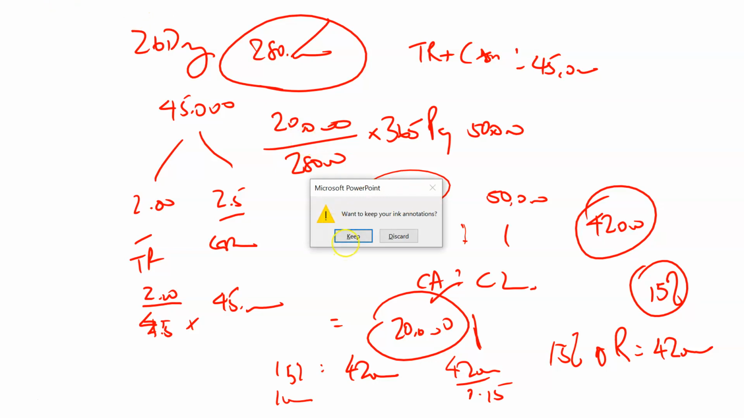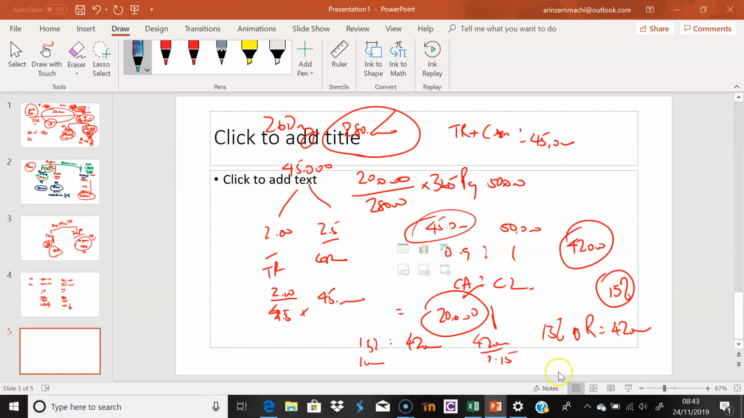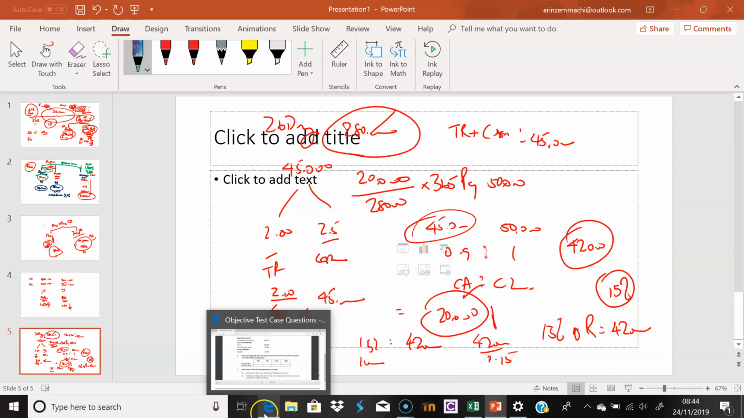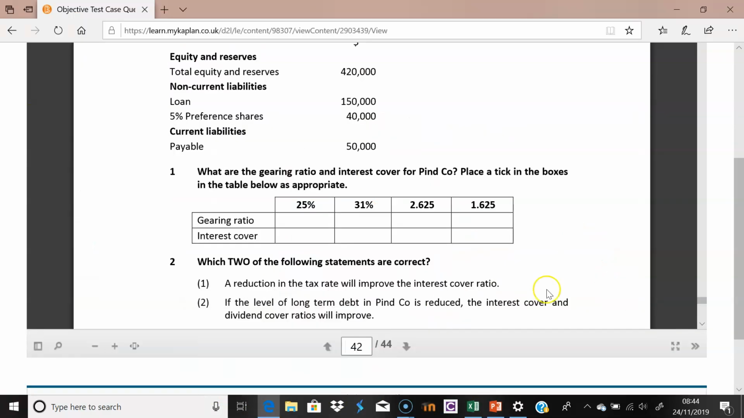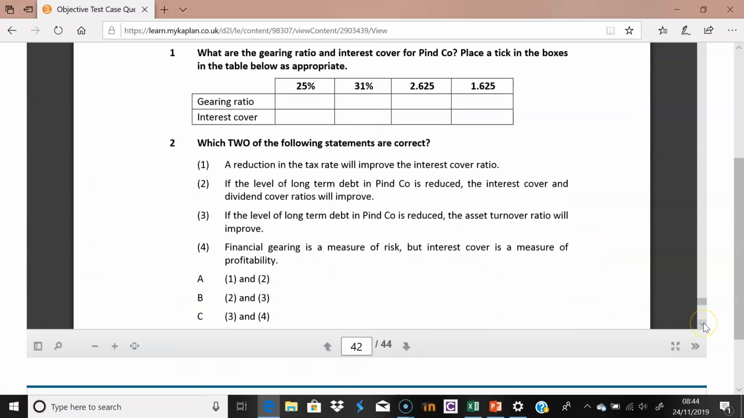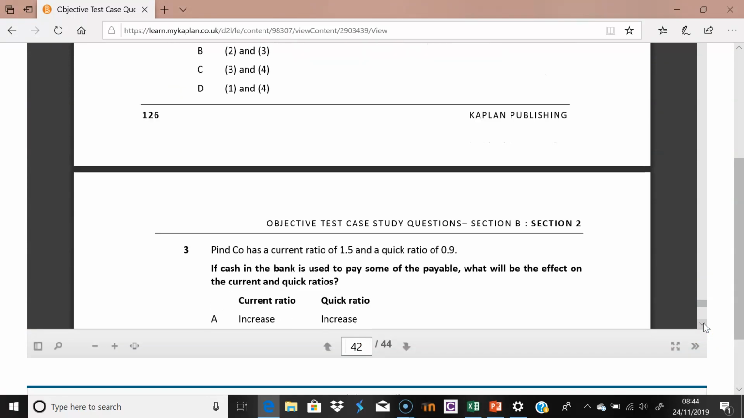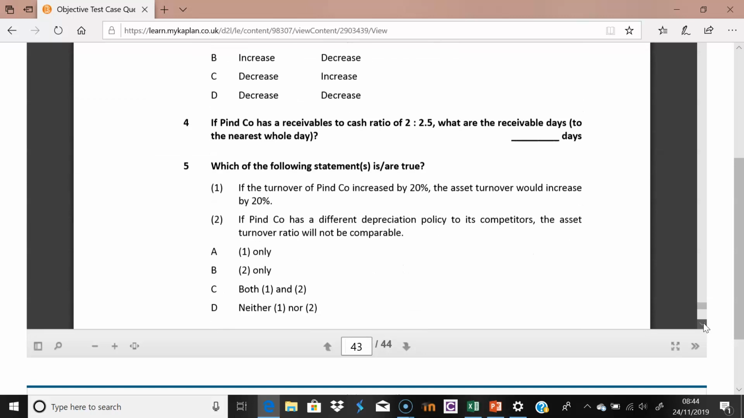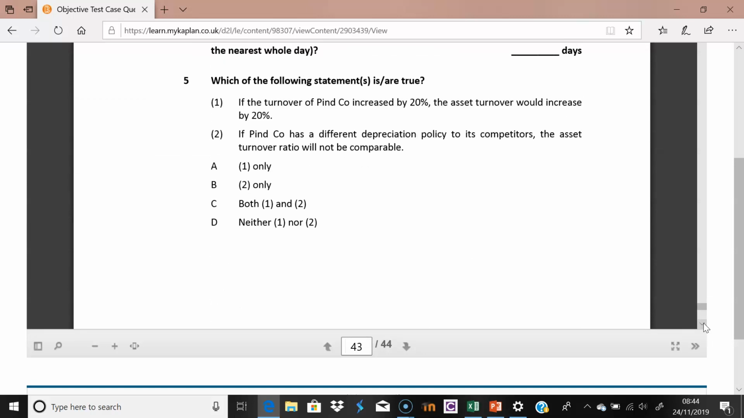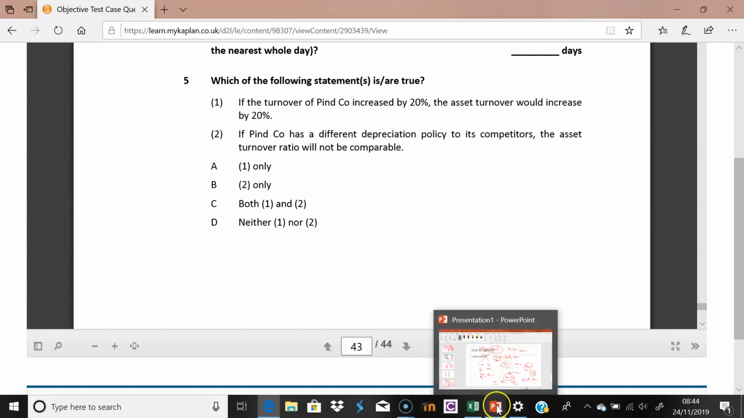And I actually think that they should have given you some more material on residual income and that sort of thing. There doesn't seem to be any questions on that. So hopefully in section C you should tackle those types of questions to make sure you're happy with that area. And then finally, I think this is one you should physically work out. It says if the turnover increases by 20%, the asset turnover will increase by 20%. As opposed to guessing, just do it.